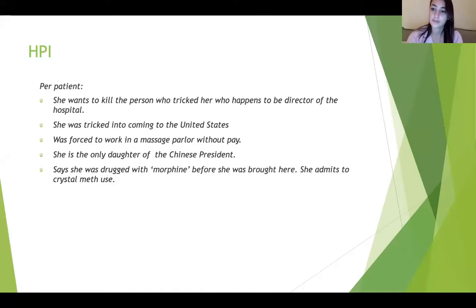Mm-hmm. Yeah, exactly. And especially in the location we are at our hospital, there's a lot of massage parlors, and there's also the marginalized population. So just hearing that is one of the signs that make us feel a little worried. Also, she's a bit grandiose. She thinks she's the only daughter of the Chinese president, and it sounds like she was tricked and she was forced to be intoxicated when she was brought here.